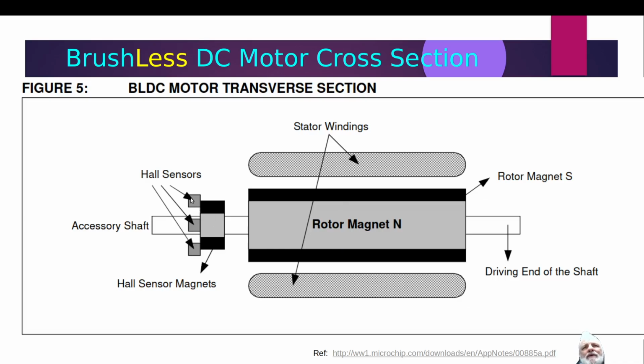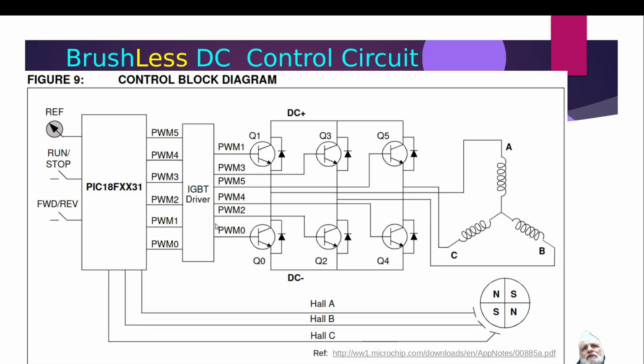You also have to have sensors on here. These are called Hall sensors, which are basically magnetic sensors that you can use to detect where it's at so that the controller knows when to activate.